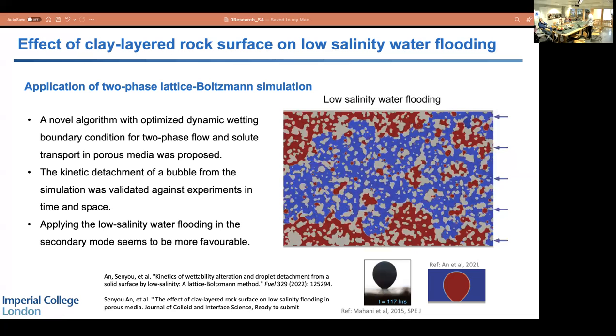This is a 3D model, but for the macro model, I just cut the middle slice of the sample. And also, before we did this one, we also did the validation, of how the bubble detaches from the solid phase when it's surrounded by the low salinity water.